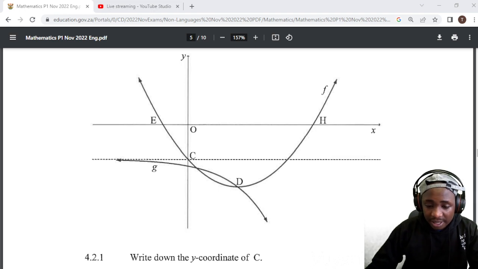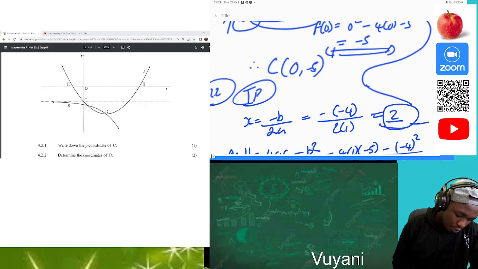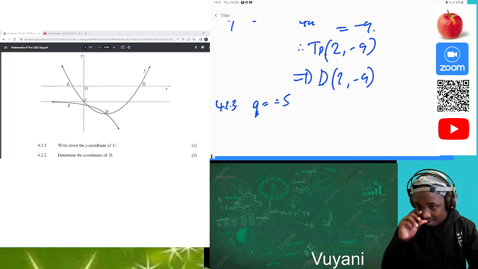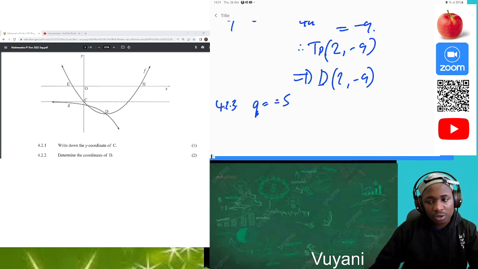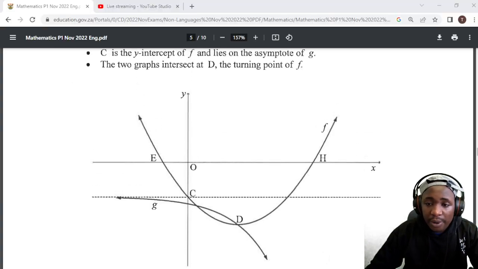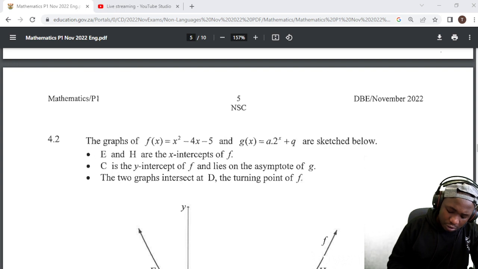Okay, let's write it down first. So there we can see this was 4.2.2. So 4.2.3, the q value is just equal to negative 5. Full stop. That's the first thing which we know, and this is the first thing which we are able to analyze for the function. And we are also given our g of x, which is equal to a times 2 to the power x plus q. So now we have q.